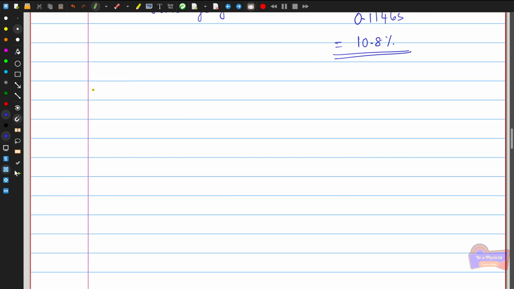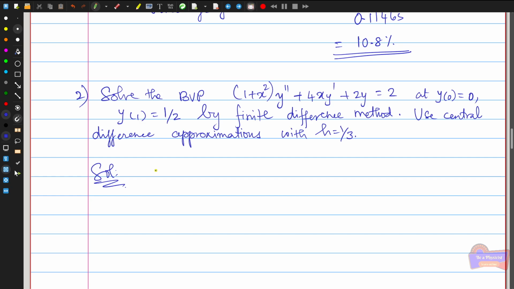I'm going to discuss one more example. The next problem is to solve the boundary value problem of 1 plus x squared into y double prime plus 4 into x y prime plus 2y, which is equal to 2, and the boundary values are given as y of 0 equal to 0 and y of 1 equal to 0.5.